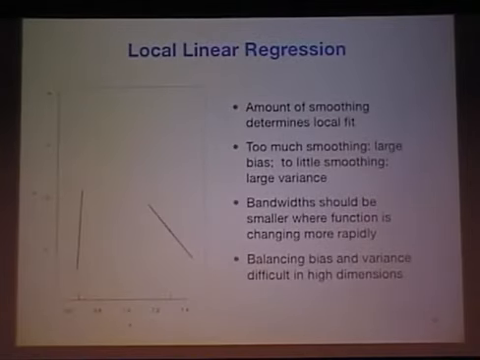So the general situation with this kind of technique is that the kernel doesn't matter too much, but this technique is very sensitive to the choice of bandwidths. And it is very difficult in high dimensions to optimize the bandwidths. So the amount of smoothing is determined by the bandwidth, and that determines the shape of the local fit. So if we do too much smoothing, if the bandwidth is too big, we have a large bias. If we do too little smoothing, the bandwidth is too small, we have large variance. And so selecting the bandwidths in high dimensions is the problem.